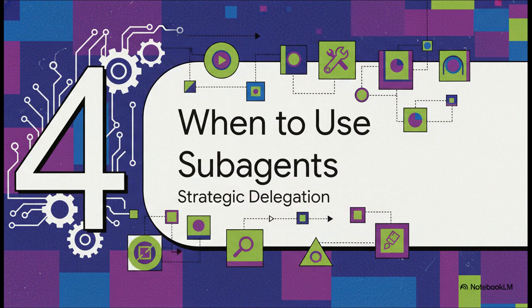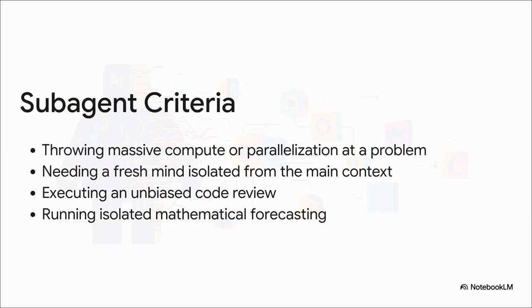All right, Section 4, when to use subagents. This is all about strategic delegation. Now, what's really interesting about this slide is understanding when a subagent is actually helpful, right? You really only want to use them in two main scenarios. First, when you need to throw a massive amount of compute or parallelization at a problem. Think deep, multi-threaded web searches. And second, when you need a fresh mind that's completely isolated from the main context.